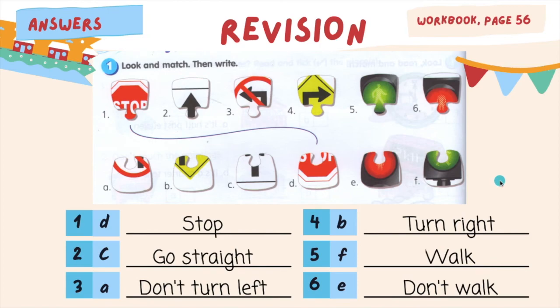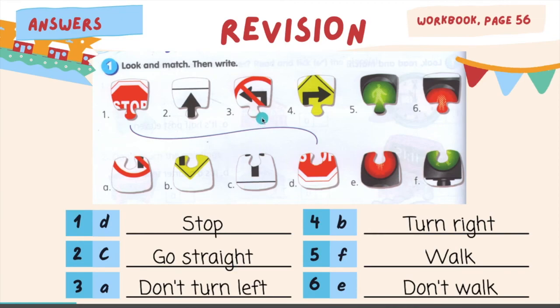Now let's check the answer. Let's compare your answer with mine. Okay, if you look at number 1, this is a stop sign. 1D. Stop. So you need to draw a line here. Number 2. 2C. Number 2 is here. Draw a straight line to here, C. So the sign is go straight.